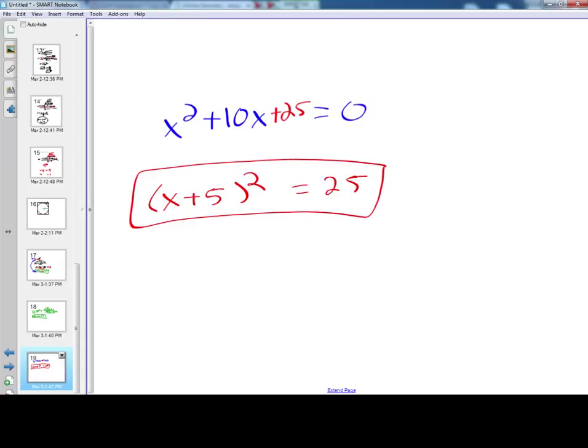Okay. It's going to be the same process for every single question. Every single one. Well, not every single one. Sometimes there might be something in front of x squared. And you'll get to see that, okay? Yeah, I'll do one more.